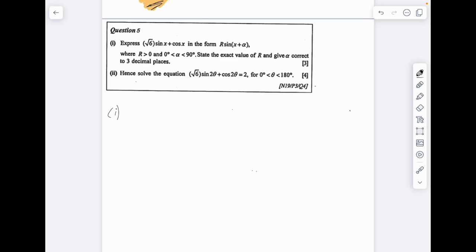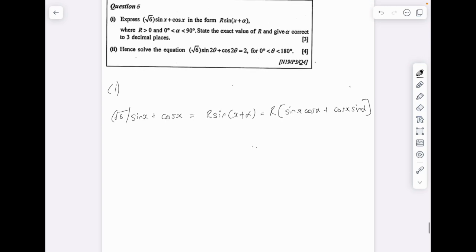So express root 6 sine x plus cosine x in the form r sine (x plus alpha). Okay, so how are we going to do that? Well, firstly, let's write that down. Root 6 sine x plus cosine x equal to r sine (x plus alpha), which equals, okay, what does that equal? Well, that actually equals r. This is a bit of an aside, just to get an understanding of where we're going with this. r of sine x cos alpha plus cosine x sine alpha.